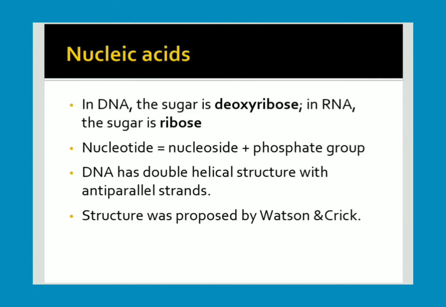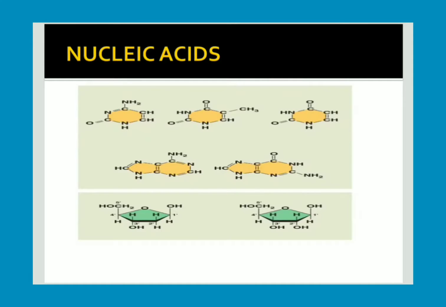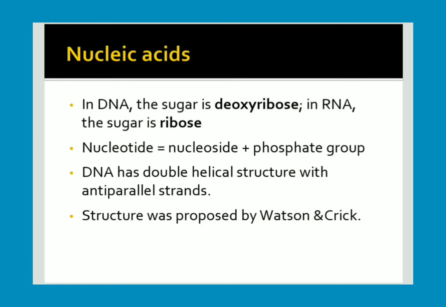In DNA, the sugar is deoxyribose, but both are pentose only. So deoxyribose sugar, at the base you can see, and RNA will have the ribose sugar. So the sugar molecule is different in RNA and DNA, so that's why the names DNA and RNA suggest. Okay, so nucleoside plus phosphate group. DNA has a double helical structure with anti-parallel strands. This structure was proposed by Watson and Crick.